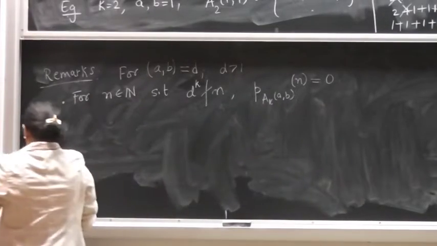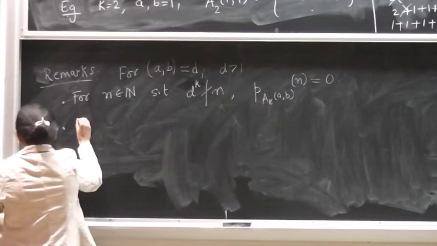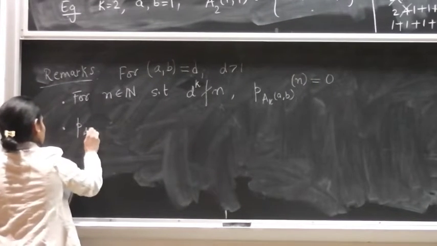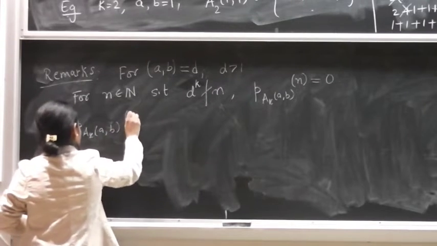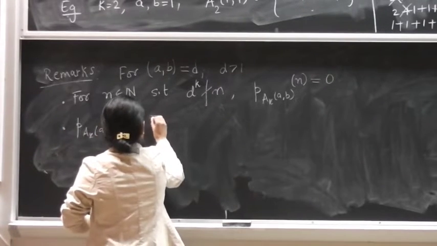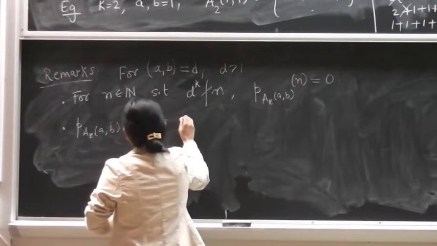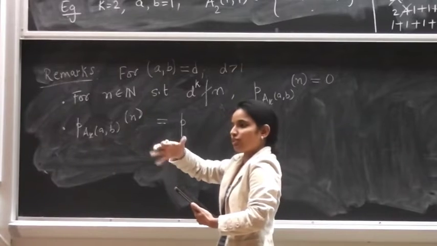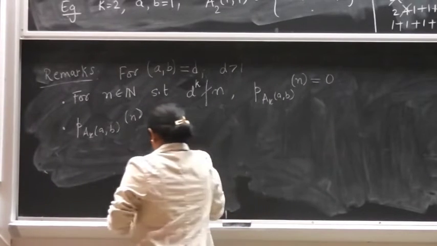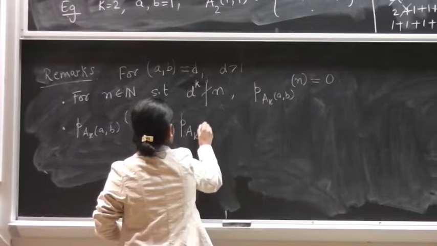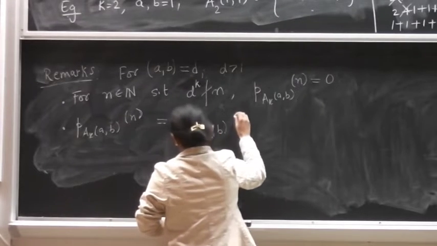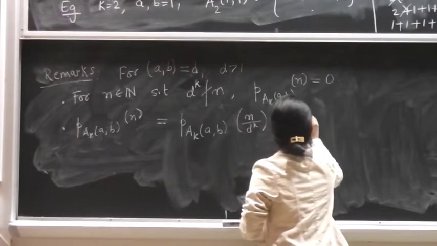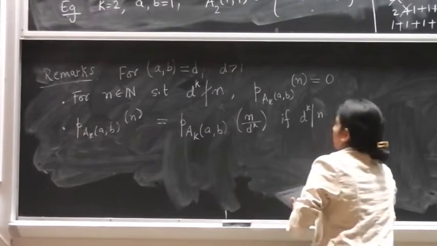There's not much to do. If d^k divides n, then p_{A,B}(n) is the same as, just factor out d to the power k from all your partitions. So the number of partitions doesn't change. So this is in fact the same as p_{A,B}(n/d^k) if d^k divides n.